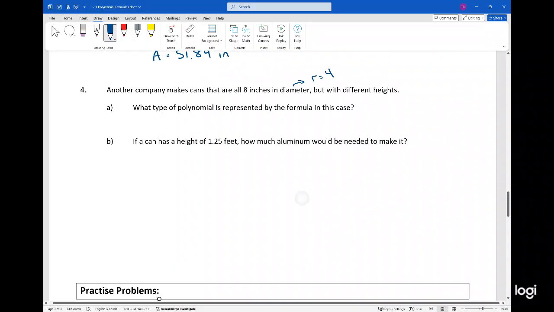And again, I think we're going to skip part A for just a second and go to part B. If a can has a height of 1.25 feet, we keep working in weird units here, 1.25 feet at 12 inches per foot is going to be 15 inches.